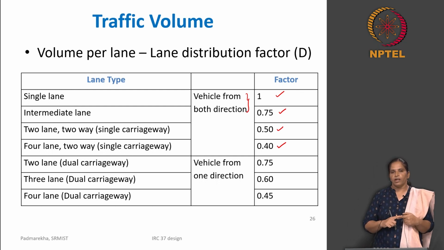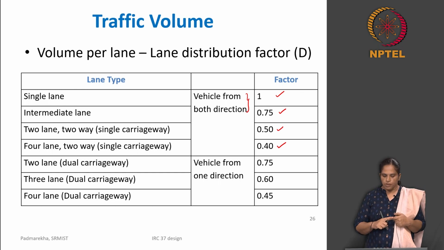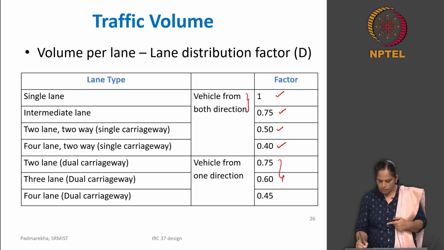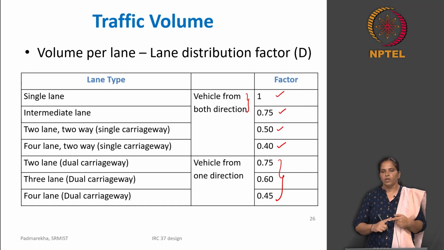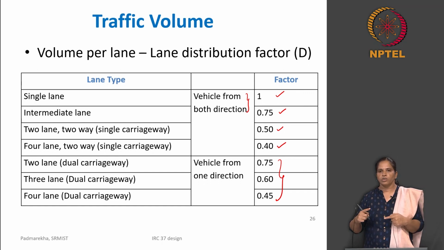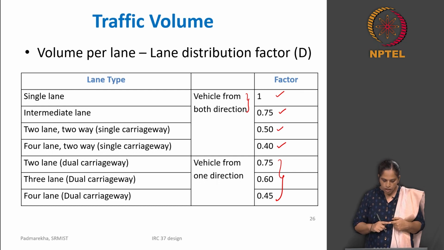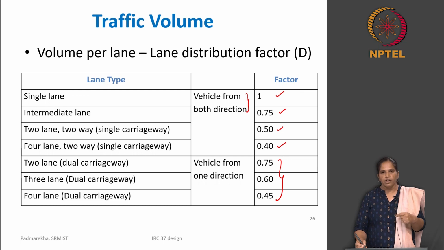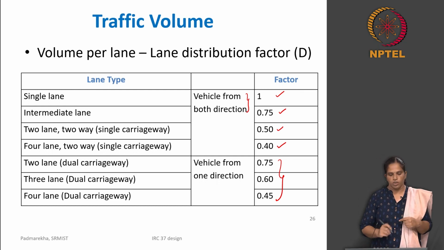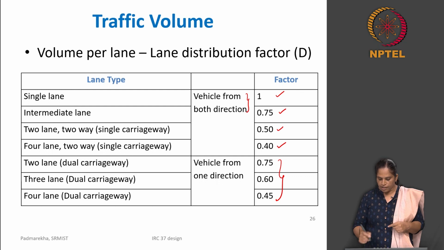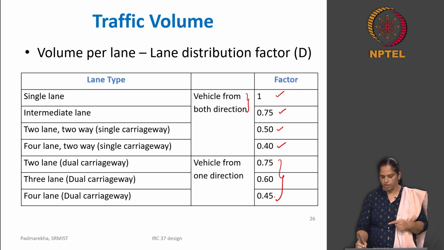In case it is a dual carriageway or a divided carriageway, these factors are based on the vehicles from one direction. You can consider both the directions to have an equal volume in case you do not have data to segregate. So 0.75 into the number of vehicles flowing in one direction gives you the total number of vehicles in one lane if you have a 2-lane carriageway. If it is a 3-lane, the lane distribution factor is 0.6, and if it is a 4-lane, the lane distribution factor is 0.45.